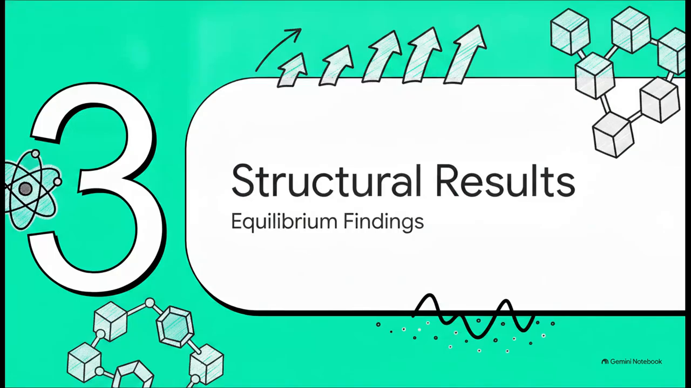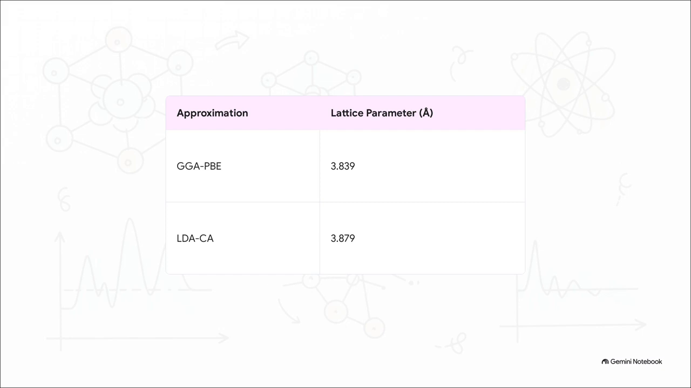Section 3. Structural results. After that rigorous calibration phase, we moved on to structural optimization via total energy minimization. And the equilibrium results were honestly super encouraging. Using the PBE approximation, we calculated an equilibrium lattice parameter of exactly 3.839 angstroms. When we looked at the CA approach, it shifted just a tiny bit to 3.879 angstroms. The big takeaway here is the incredibly tight alignment between these two distinct models. They're literally within a fraction of an angstrom of one another. This gave us a really beautiful validation of the cubic perovskite structure stability.